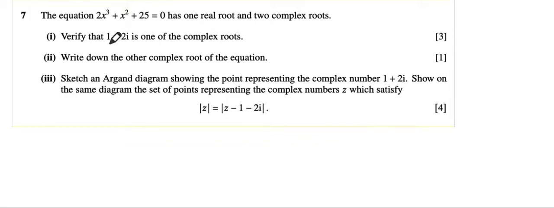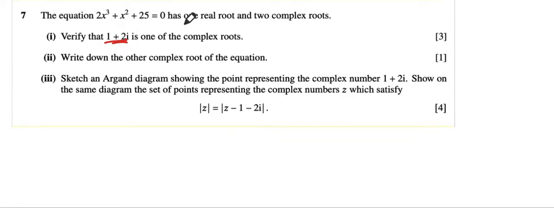Basically, to verify if it's a factor or a root, if you sub 1 plus 2i into the x, it should give you 0. That's what it means. If that's one of the roots, it means it's a factor. We have done the factor theorem, it's the same thing. So if that is one of the roots, then it should give us 0.